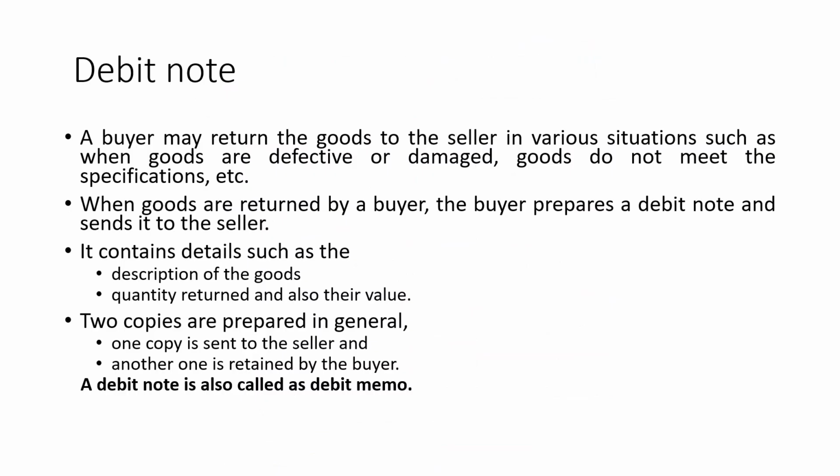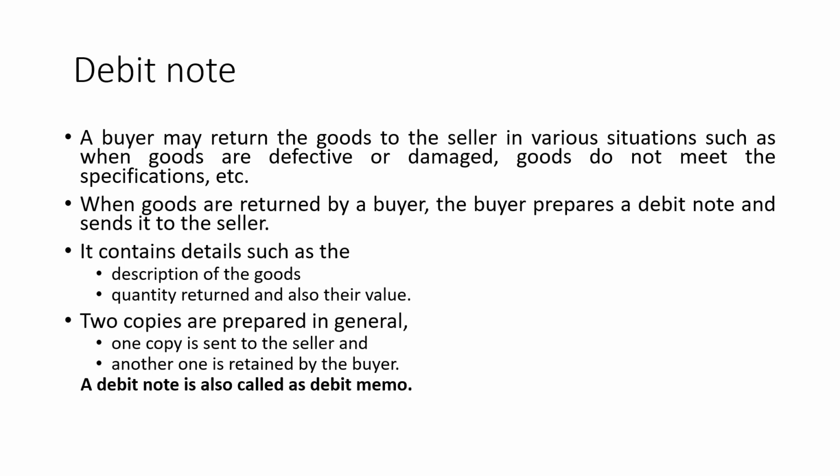Okay, so the next one is debit note. A buyer may return the goods to the seller in various situations, such as when goods are defective or damaged, or the goods do not meet the specification. Then the buyer should return them. Okay, so when goods are returned by the buyer, the buyer prepares a debit note and sends it to the seller. So it contains details such as a description of that particular good and the quality written.